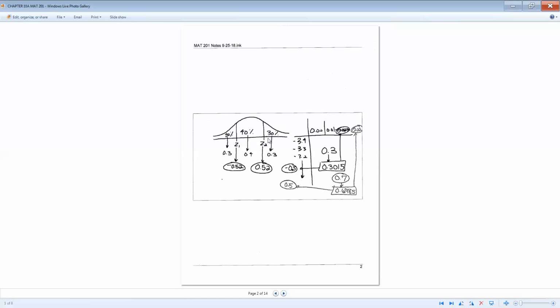All right. So negative 0.52 separates the lower 30% of your data. Then if you're talking about the upper 30% of your data, remember this is symmetric about the mean. So what you could do is actually go to positive 0.52, which would separate the right 30% or the greater 30% of your data.